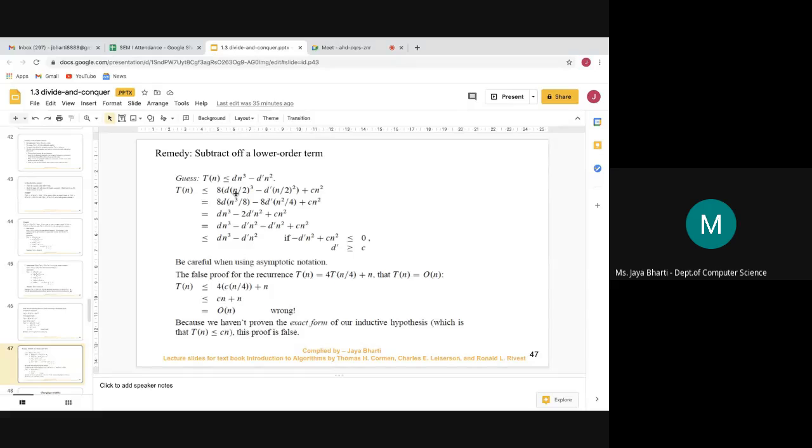Okay, so now you will compute it. When you compute it, you will get 8 d n cube divided by 8 minus 8 d dash n square by 4 plus c n square. This 8 and 8 will be cancelled out. So you will get d n cube minus, and this 8 by 4 gives 2 d dash n square plus c n square. Now you are getting the whole term like this. So you can write 2 d dash n square as d dash n square plus d dash n square.